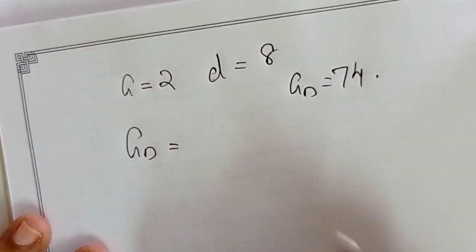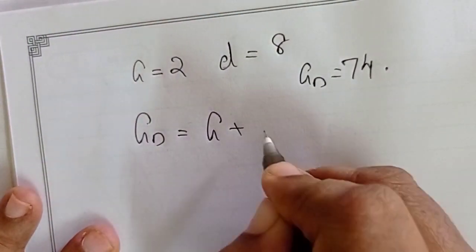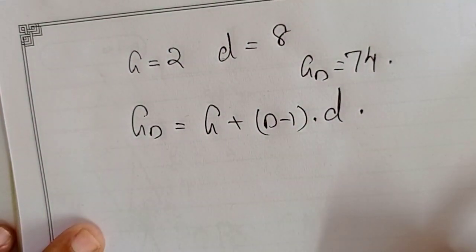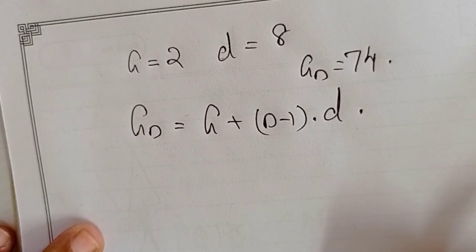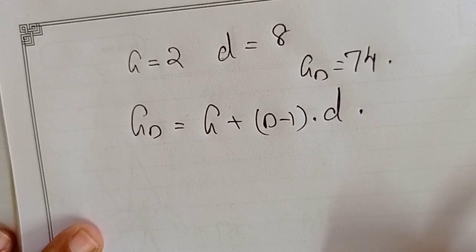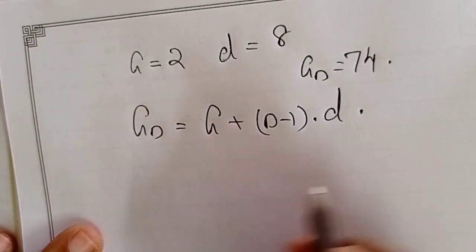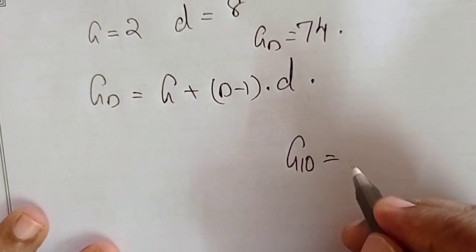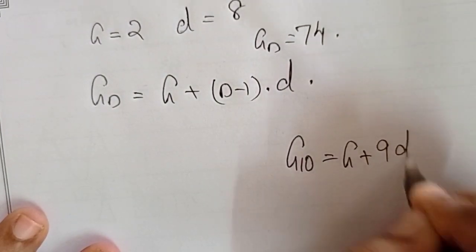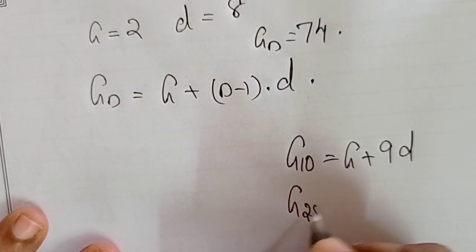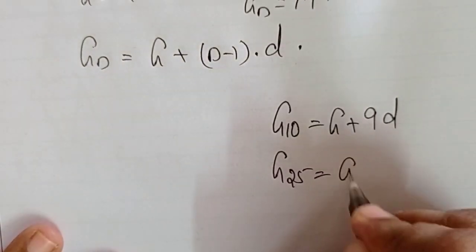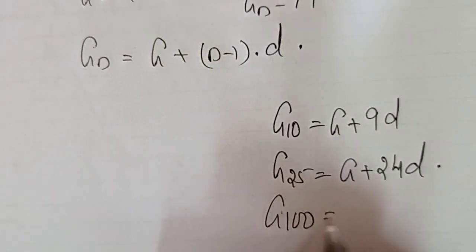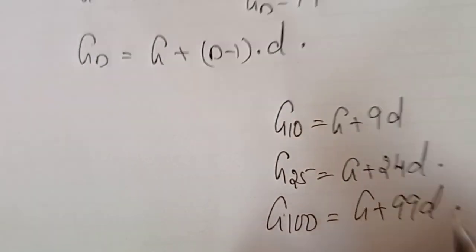The formula for the nth term of an AP is a plus n minus 1 into d. Listen carefully. The nth term of an AP, an, is a plus n minus 1 into d. Suppose my question is a10. How can you write the a10 formula directly? a plus 9d. Listen, students. a25. Can you say what is the a25 formula? a plus 24d. a100 is a plus 99d.